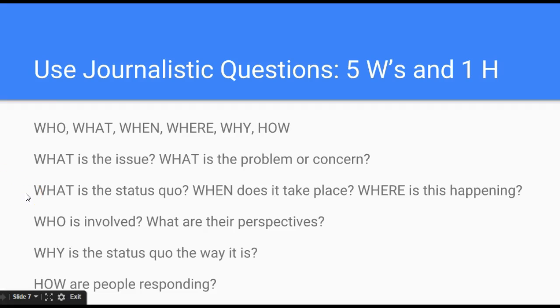What is the status quo? When does that take place? What time period are we talking about? Where is this happening? Who is involved with this issue? And what are the different perspectives of the people who are involved with this issue? Have you covered them all? Why is the status quo the way that it is? Why haven't things changed? And finally, how are people responding to this? What attempts are being made to resolve some of the tension in this issue?